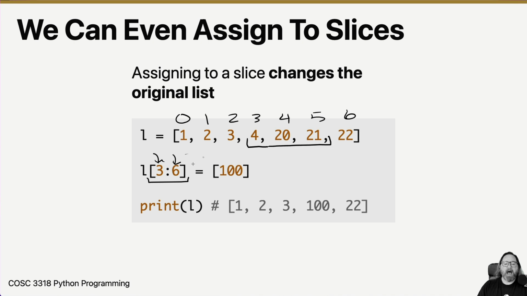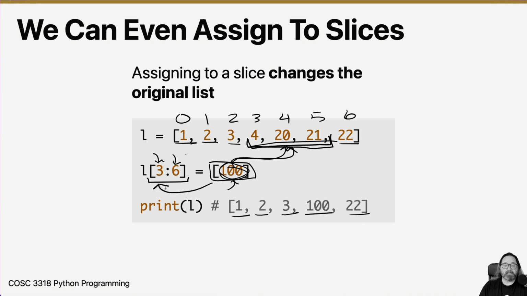And it says, I want to replace that whole slice with this list here. Boom. And so what it does is it rips out 4, 20, and 21 and puts whatever is in this list inside there. So we end up with 1, 2, 3, and then this whole slice here was replaced by the elements in this list. There's only 1, so it's 100, and then we have 22 at the end. So you can assign to a slice. And you'll see old-time Python programmers doing this a lot.